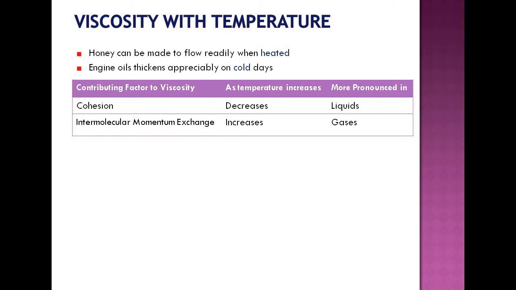Then let us see why this variation of viscosity with temperature happens. There are two contributing factors to viscosity, as far as one of the models presented. One is due to the force of cohesion, and the other is due to the force of intermolecular momentum exchange. You see this, what is cohesion?